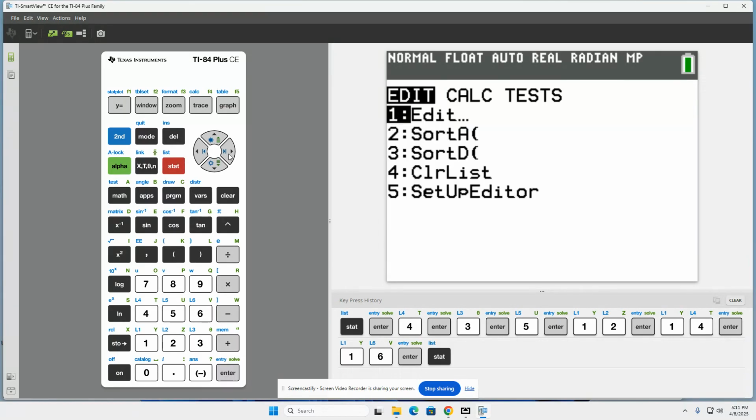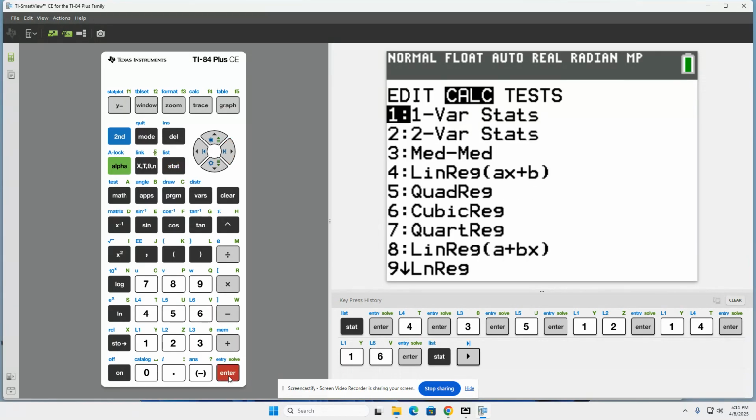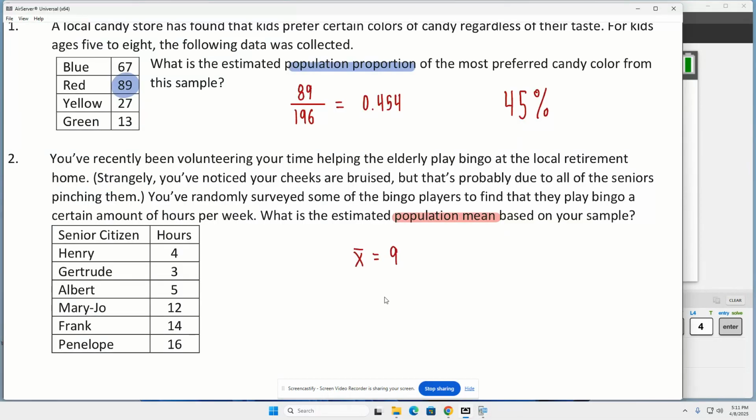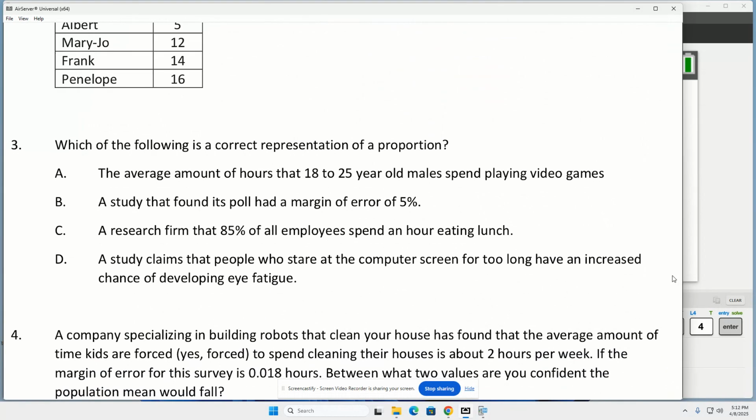So we go back to Stat. This time we go over to Calculate, and we run a 1-Var Stats. We scroll down here to Calculate, and population mean we base on the sample mean. And the sample mean, of course, being 9. So our x bar is 9. But we haven't really answered the question yet. The question says, what is it? Well, it's 9 hours per week. Okay? Moving on to number 3.